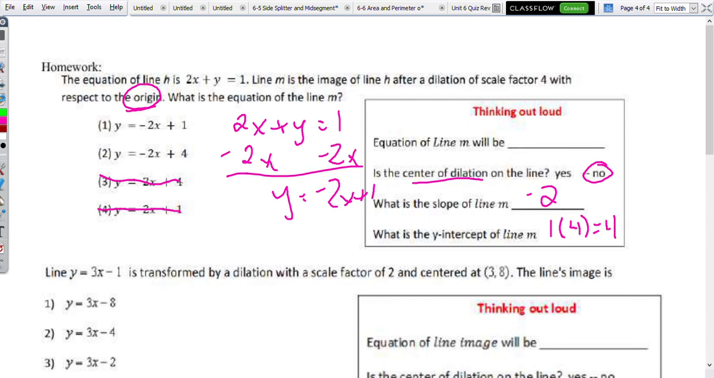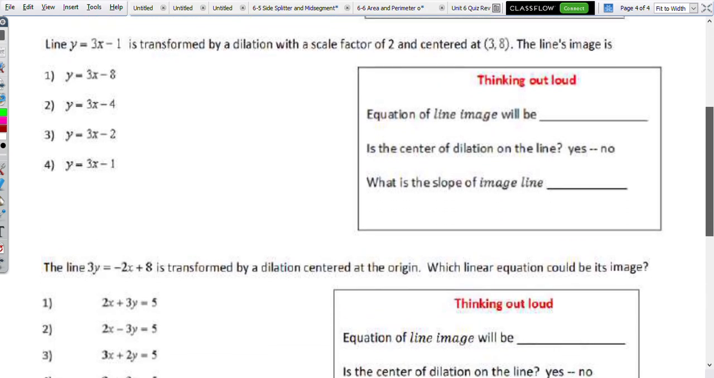That's our new y-intercept. So the equation is going to be y equals negative 2x plus 4. All right, and that's choice 2. Okay, let's go down to the next one.